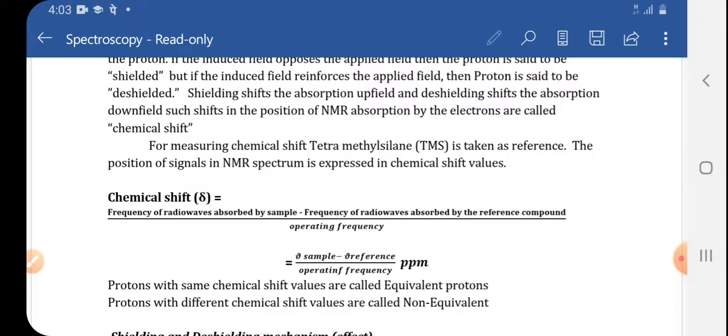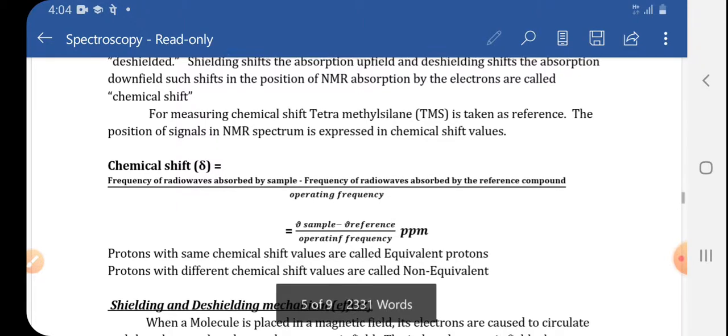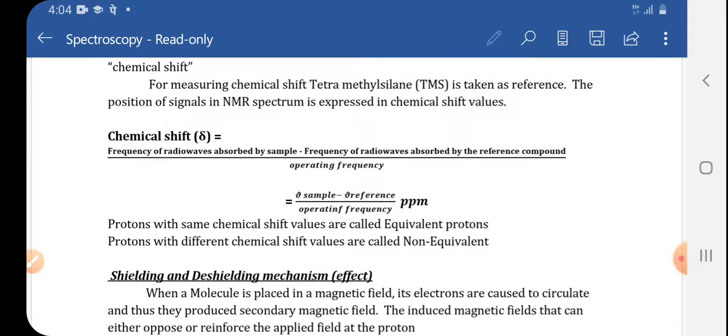Okay. The formula for calculating the chemical shift value is equal to the frequency of radio waves absorbed by the sample minus the frequency of the radio waves absorbed by the reference compound, divided by the operating frequency. That means the frequency of the radio waves absorbed by our compound minus the frequency of the radio waves absorbed by the reference compound, that is TMS, divided by the operating frequency of the instrument. By using this formula, you can calculate the chemical shift value of the different protons.